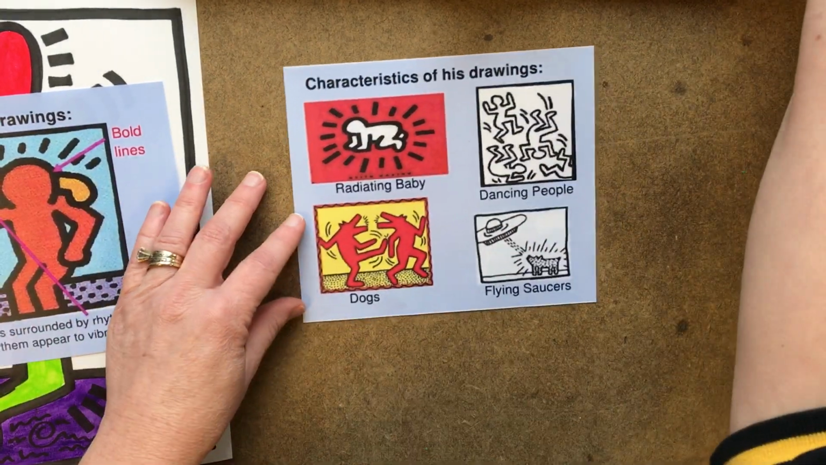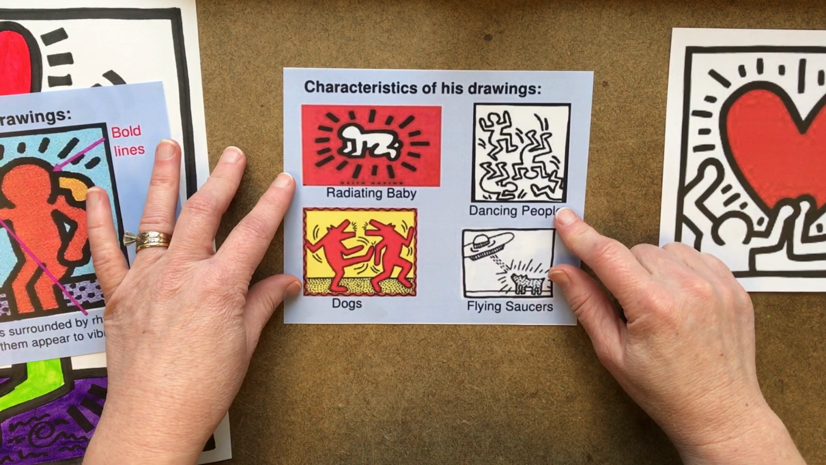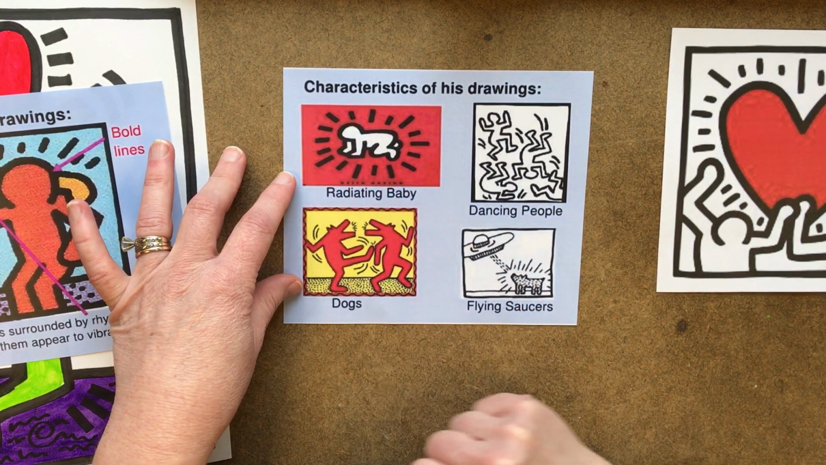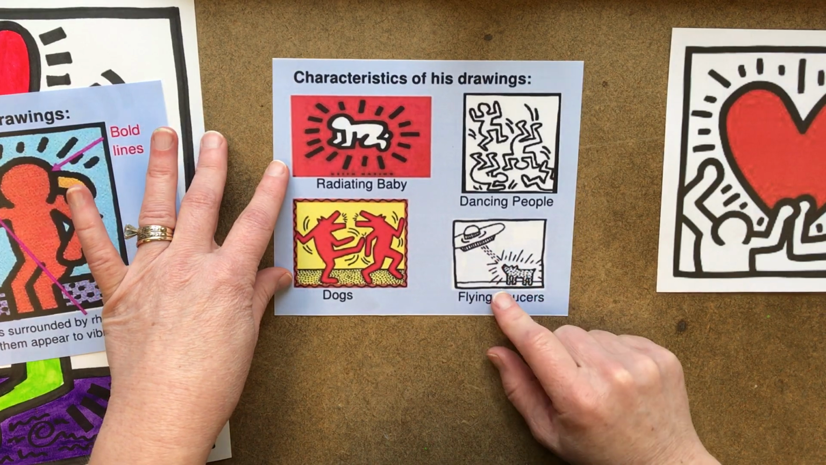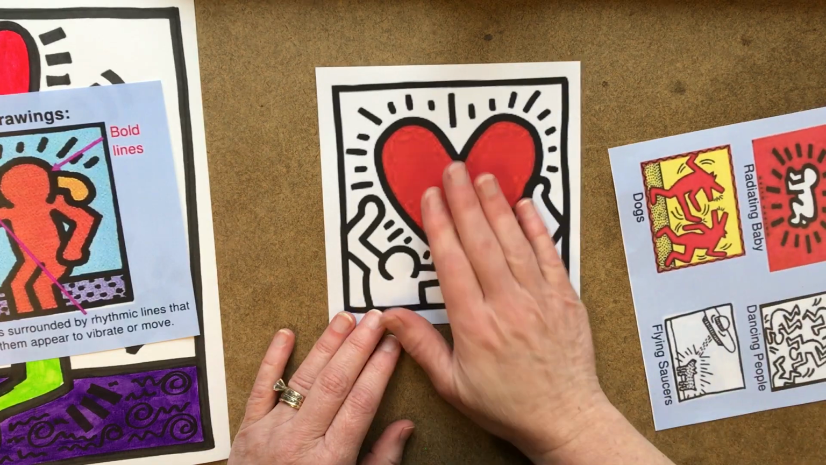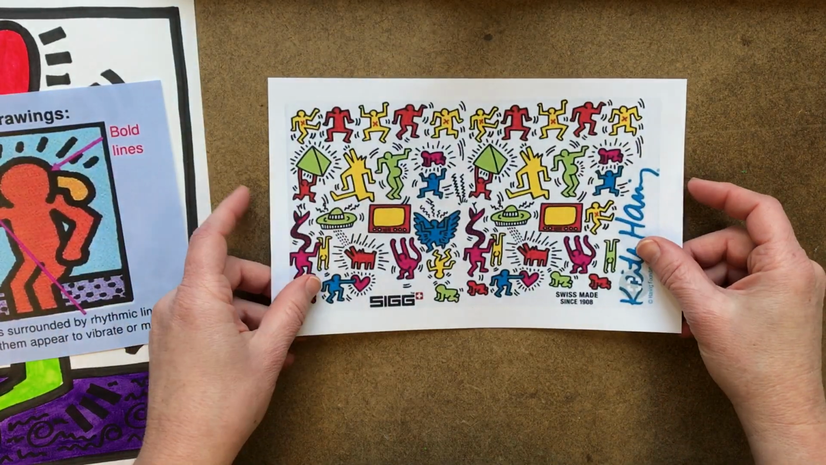So in his artwork, he had a lot of symbolism. He had a lot of dancing people. He had dogs. He had this little radiating baby. He had flying saucers. He did a whole series with hearts on them. This is a few examples of his work.